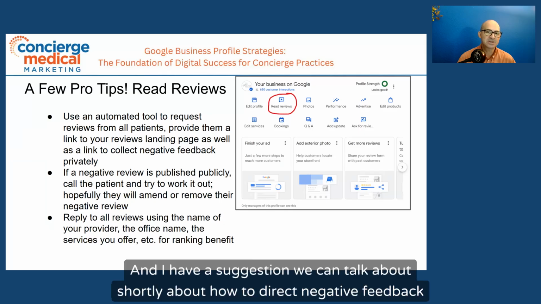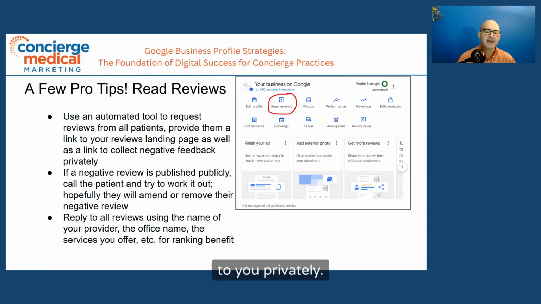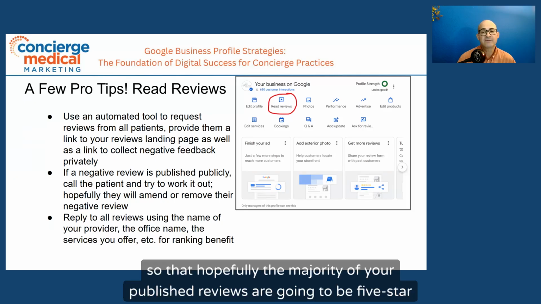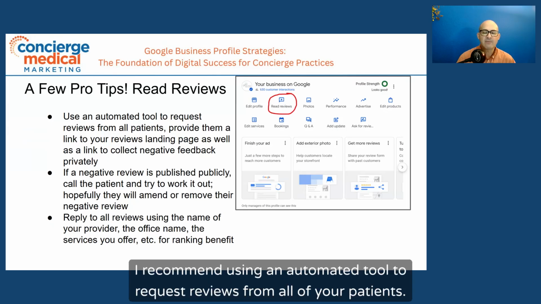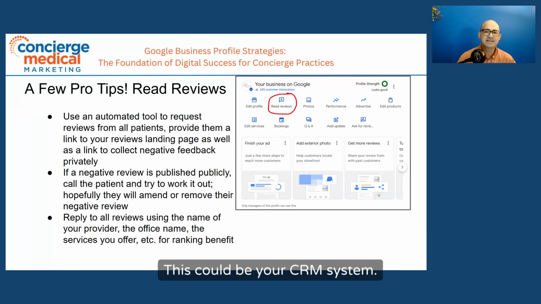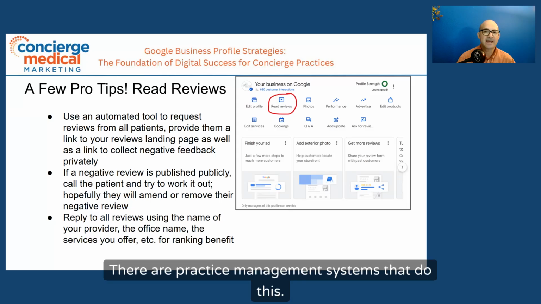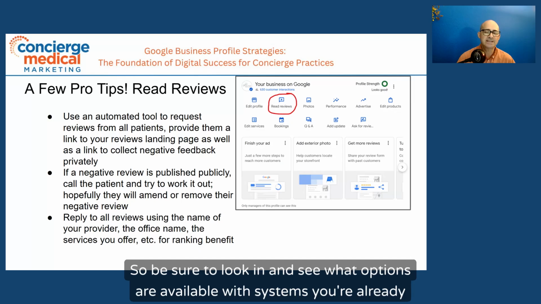And I have a suggestion we can talk about shortly about how to direct negative feedback to you privately so that hopefully the majority of your published reviews are going to be 5-star and maybe some 4-star. All right. I recommend using an automated tool to request reviews from all of your patients. This could be your CRM system. There are practice management systems that do this. So be sure to look in and see what options are available with systems you're already paying for.